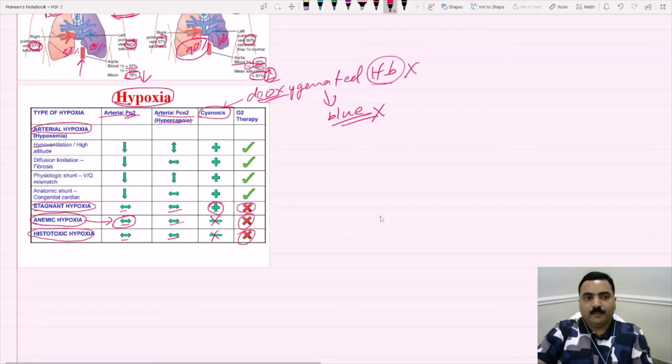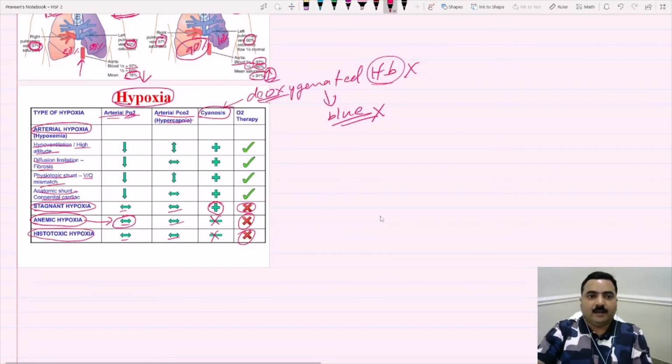Either due to hypoventilation, the person is not breathing, or the person has gone to high altitude, because the partial pressure of oxygen is very less at high altitude. Or diffusion limited, like fibrosis, etc., where the diffusion is not happening. The gas is coming but unable to diffuse to the blood. Or the physiological shunt: V by Q mismatch, anatomical shunt, congenital, or cardiac problems. The blood is not able to receive the oxygen.